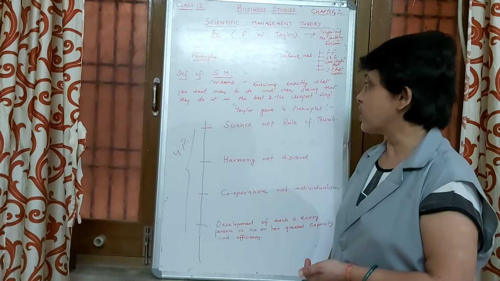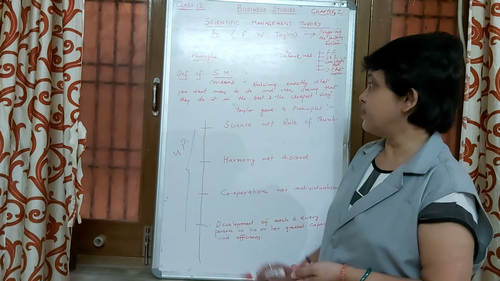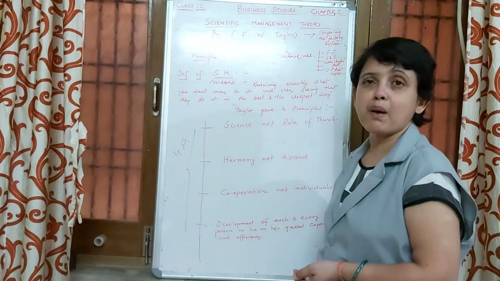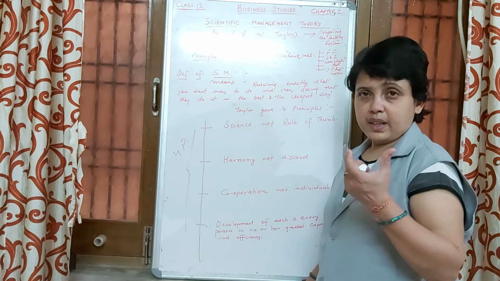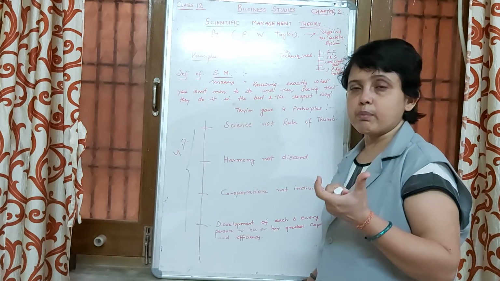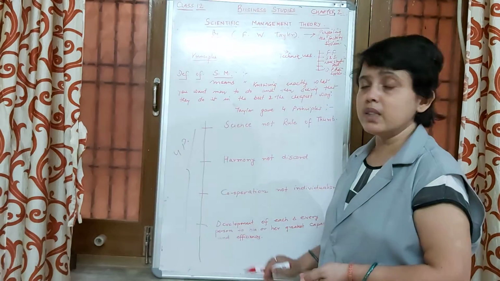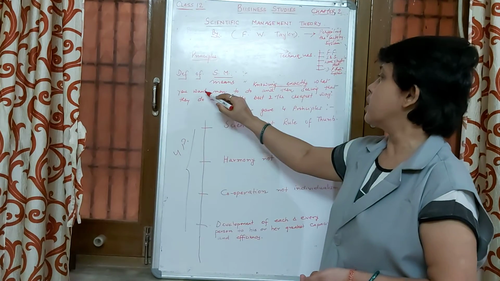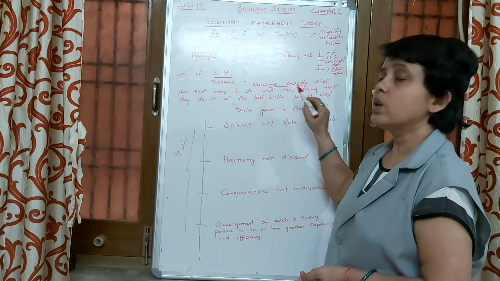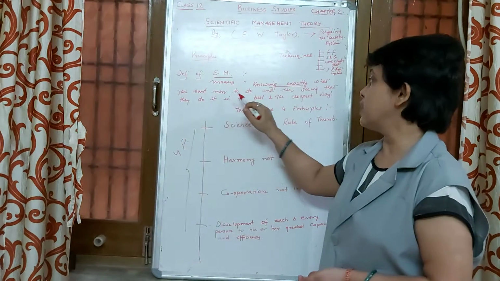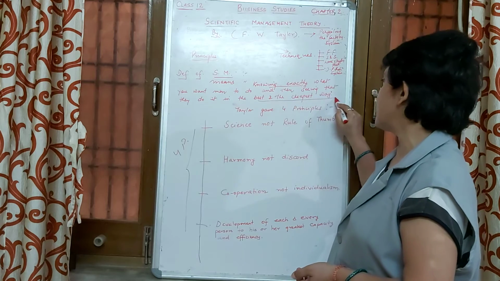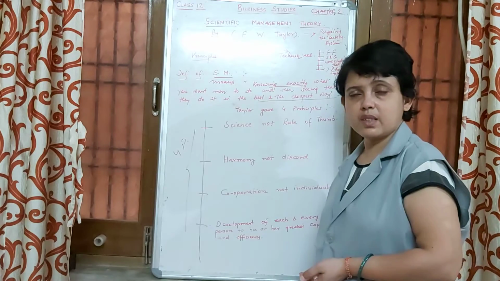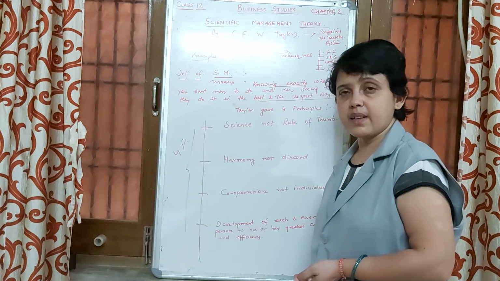So before concluding this, let us learn what is scientific management. We have to understand the meaning of scientific management. Scientific management means knowing exactly what you want men to do and then seeing that they do it in the best and the cheapest way. This is what scientific management means.